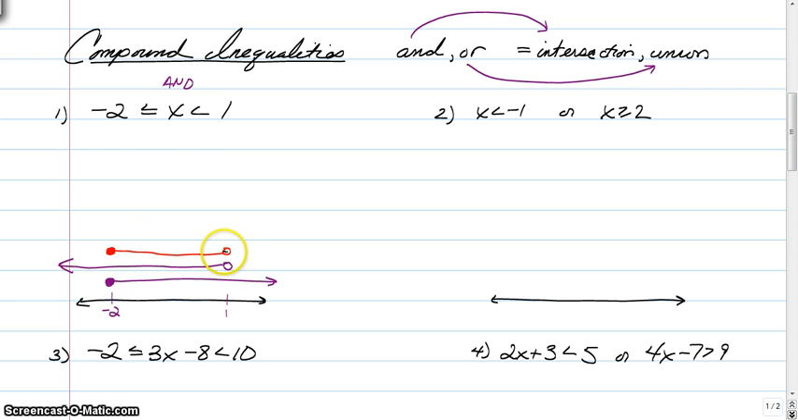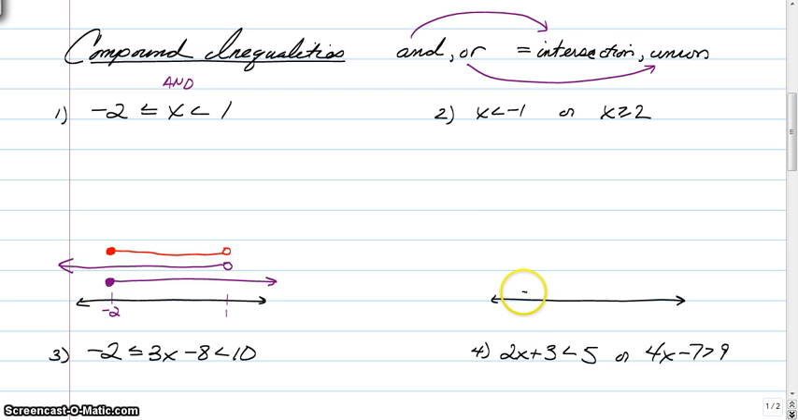This red line is actually your final answer. However, when we do these, it makes a lot of sense, and it's helpful to graph each step individually, especially when we get to the special cases. Okay, why don't you try number 2 on your own? It's an OR statement. Let's have you graph it, and then we'll analyze it in just a second.